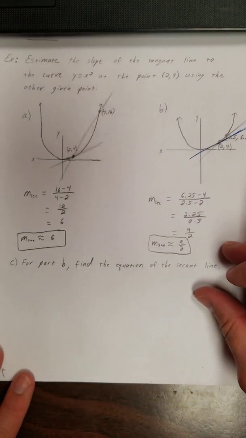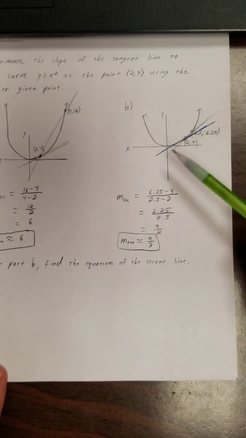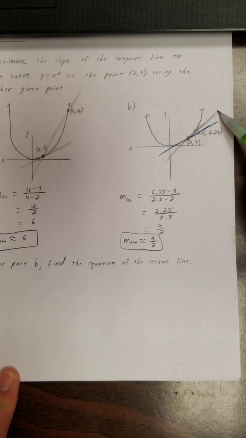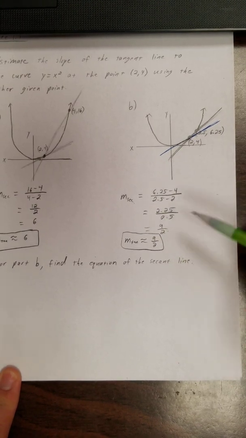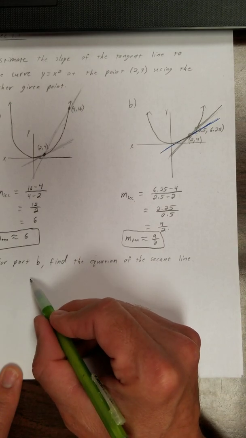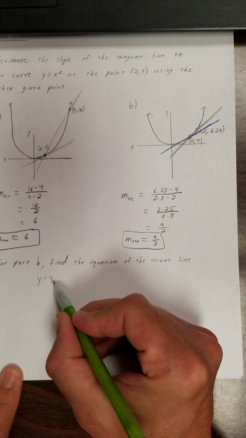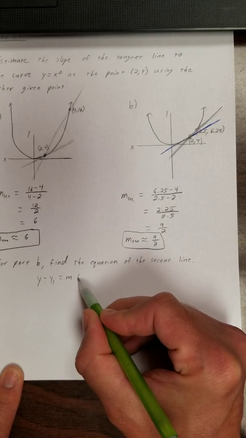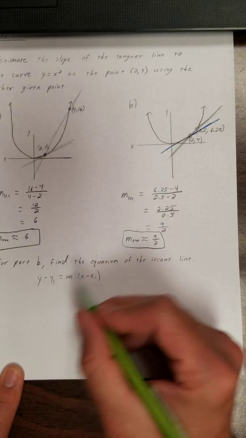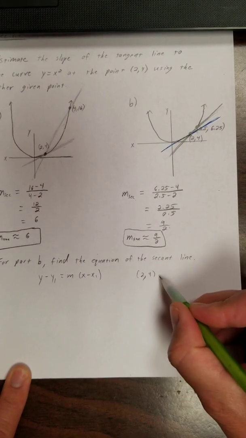All right, let's look at part C. For the graph in part B that we just did, find the equation of the secant line. So I want the equation of this secant line that we actually calculated the slope of. Well, in the last video, how did we write the equation of a line? We said y minus y1 is equal to m times x minus x1. So pick one of the points here. Probably (2,4) would be the easier one to use.